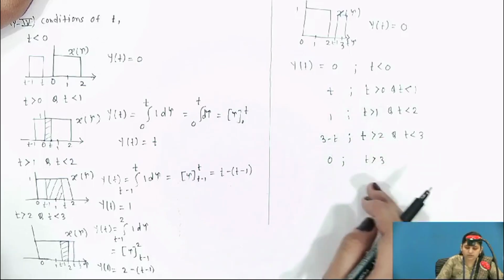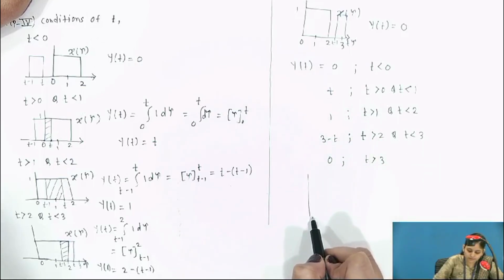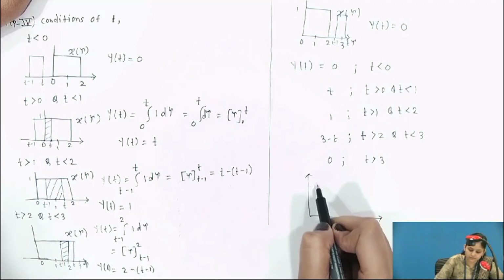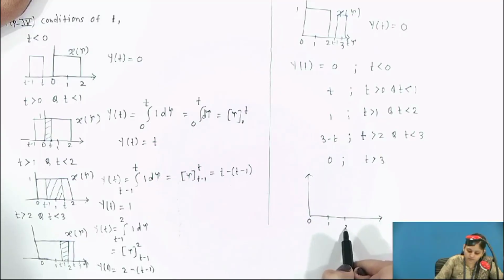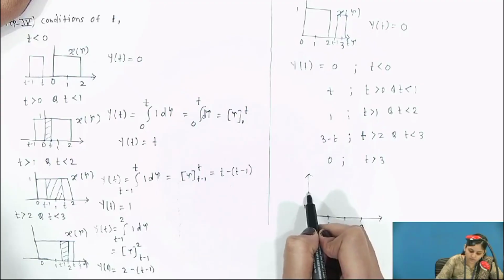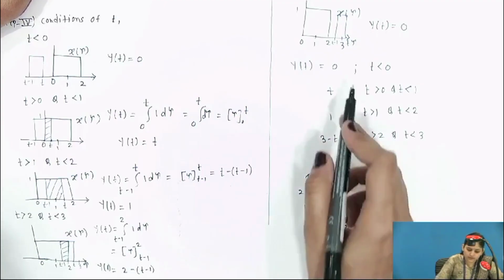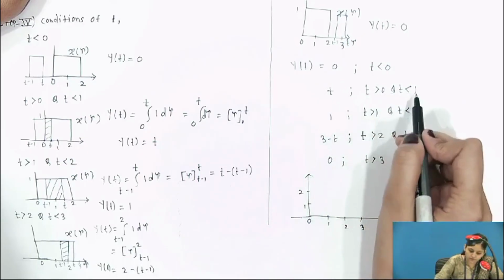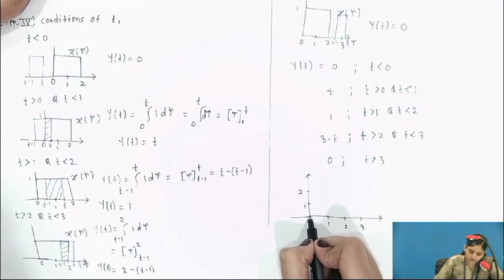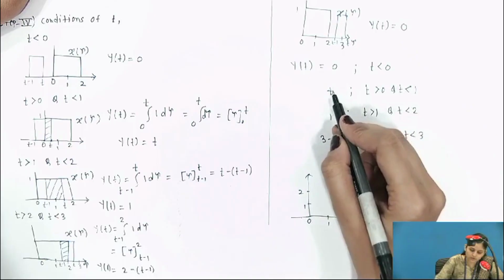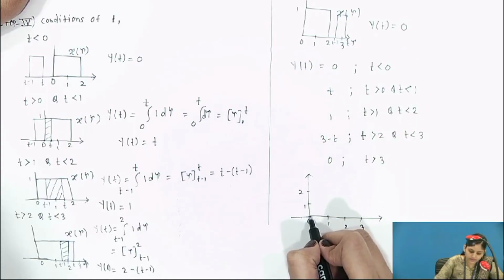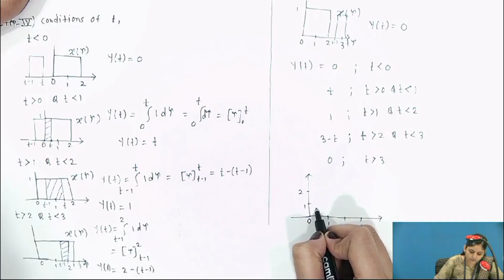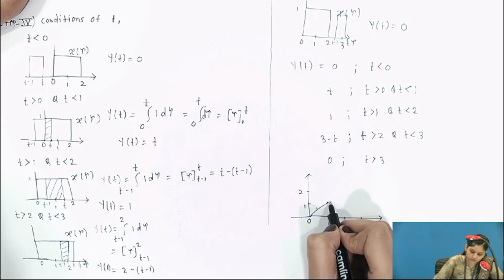Now we can plot a sketch or graph of our convolved signal. The time axis has 0, 1, 2, 3 and the amplitude axis has 1, 2. When t is less than 0, the amplitude is 0. Between 0 and 1, the amplitude is t. So we substitute values between 0 and 1 to calculate t. When t is 0, it is 0; 0.5 is somewhere here; when it is 1, it is like this.